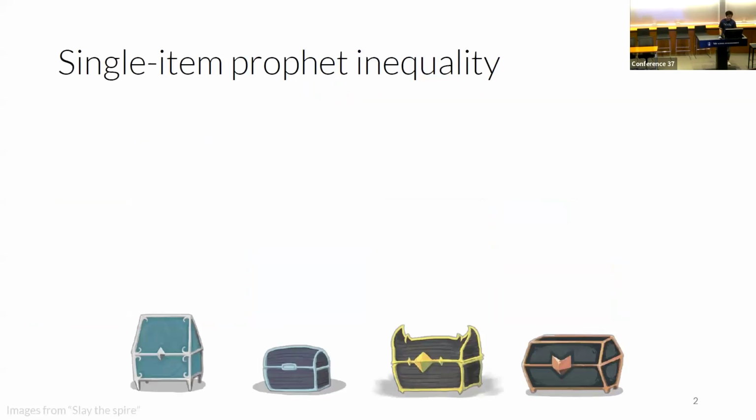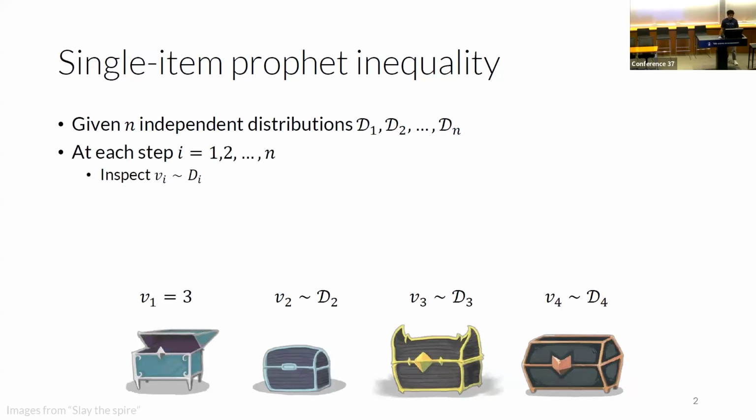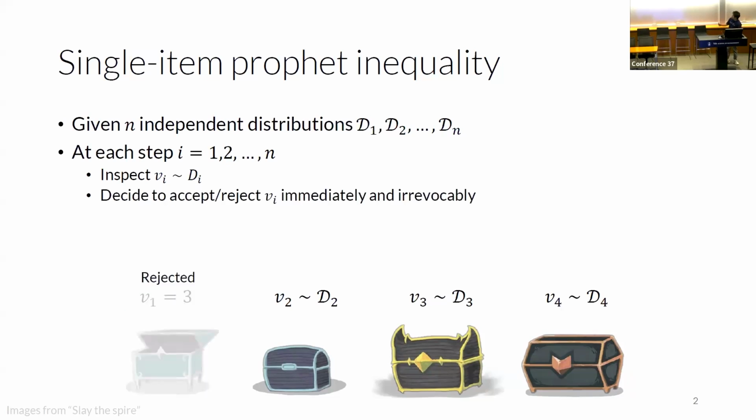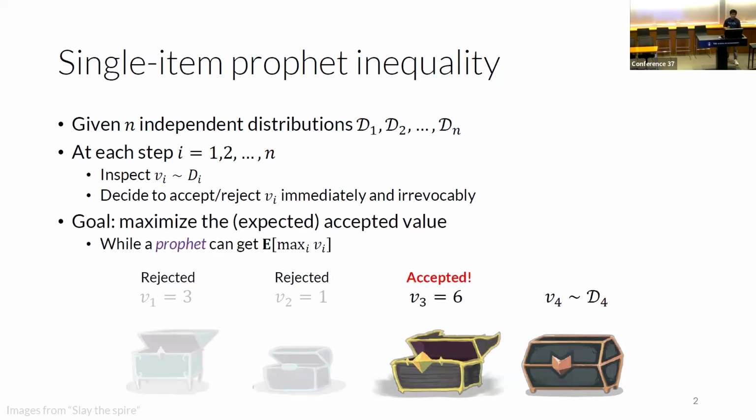So let's start with a single item prophet inequality. In this setting, there are several treasure chests for us, and each chest contains an item whose value follows some known distribution. At each step, we can inspect a chest and decide whether to take the item or not. In this example, we decide not to take the first one, also not to take the second one, and we decide to take the third one, since 6 seems to be high enough. And our goal is to maximize the expected accepted value.